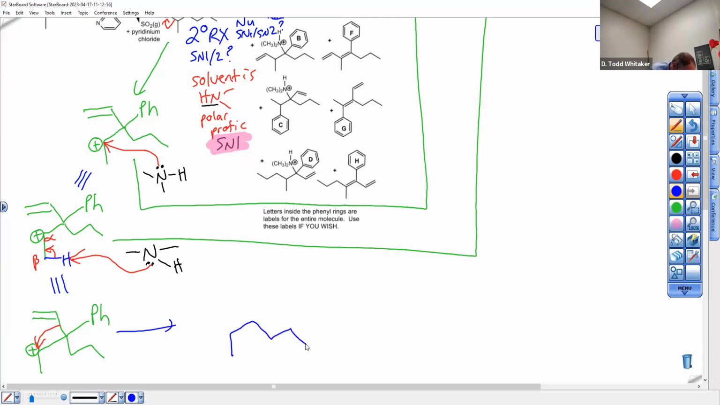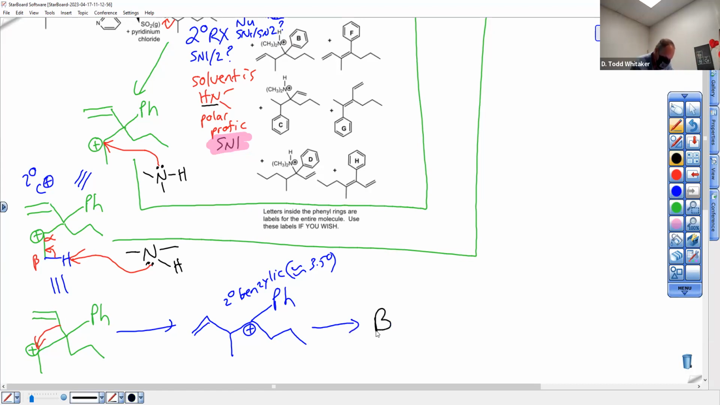Second best cation on this page. Secondary benzylic. How stable is that? 3.5 degrees. That's better than the secondary cation that you made here. So if you had to choose major, minor right now, I'm going with the product that comes from this. And this is going to go to B. I don't want to cross arrows too much, so I'm using these letters that are up there. And I need an arrow from the dimethylamine. And that gives B, doesn't it?